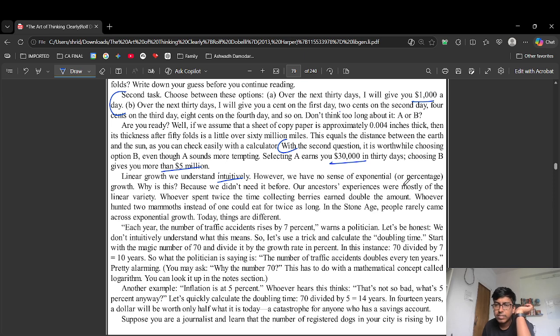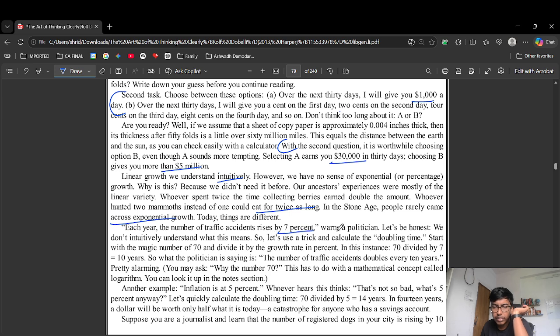Why is this? Because we didn't need it before. One, our ancestors' experiences were mostly of the linear variety. Okay, ancestors got linear growth mostly. Whoever spent twice the time collecting berries earned double the amount. Whoever hunted two mammoths instead of one could eat for twice as long. In the Stone Age, people rarely came across exponential growth. Today, things are different. Each year, the number of traffic accidents rises by 7%. Let's be honest, we don't intuitively understand what this means.